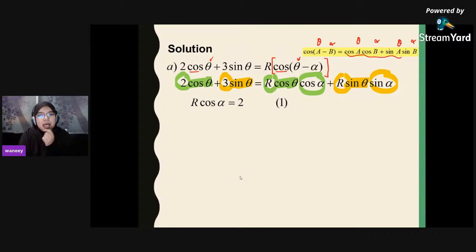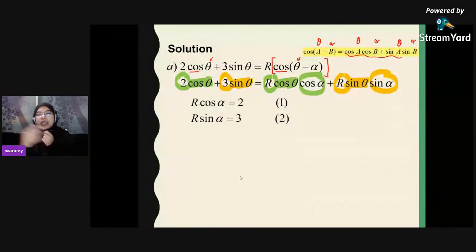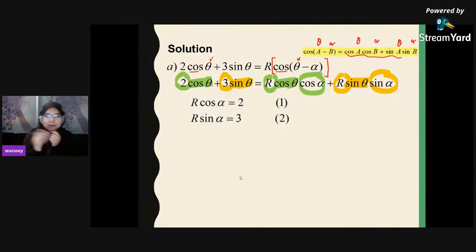Okay, so the first equation, r cos alpha is equal to 2. The second equation, r sin alpha is equal to 3. Okay, so do you remember how do we calculate for r? So you can look at your previous notes. How do we get the value of r? Basically, once you have the first equation and the second equation, you simply need to square both of them and then add them together. So we're going to simply take the sum of the squares of the first equation and the second equation.